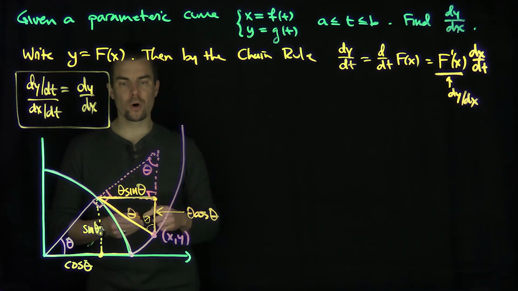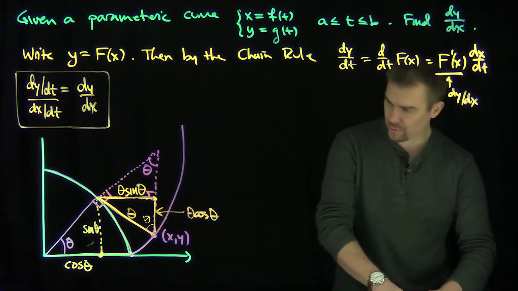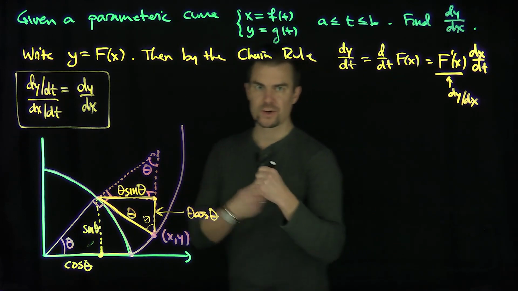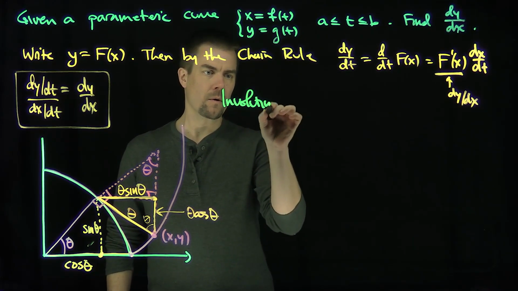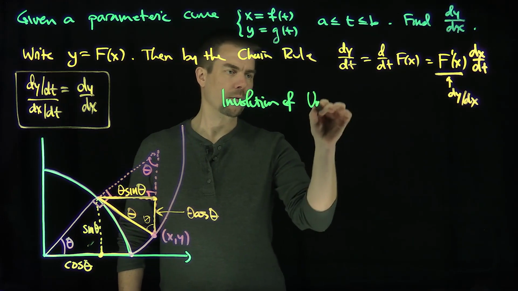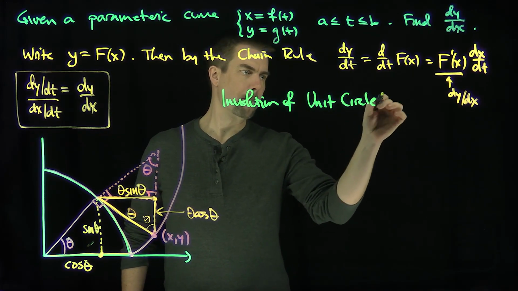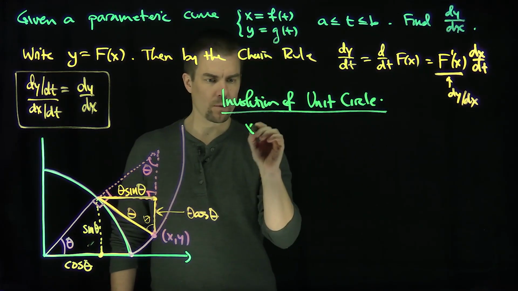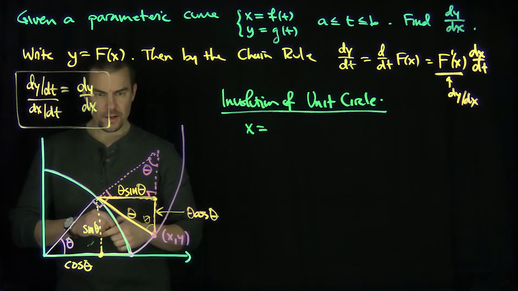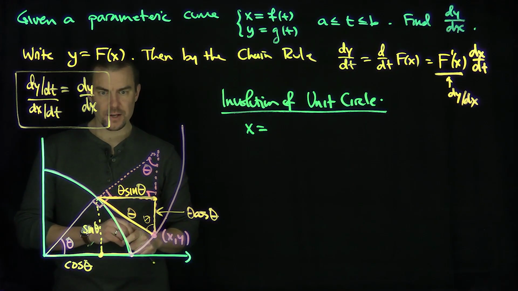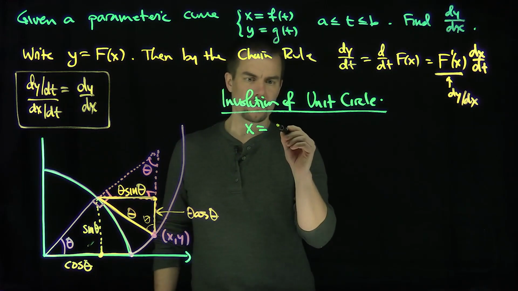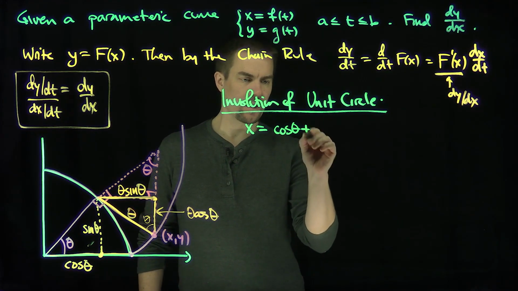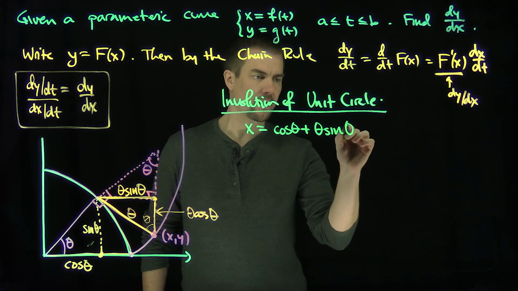Okay? So now I can put all of this together and figure out what the parameterization of this involution is. So the involution has parameterization: what will the x be? The x is going to be cosine theta plus theta sine theta.